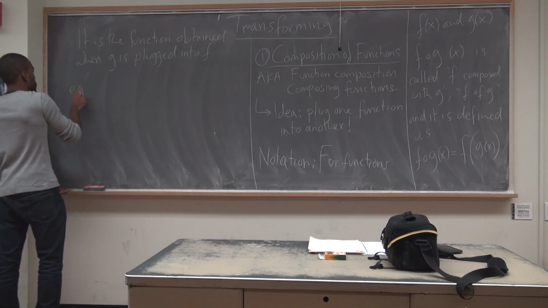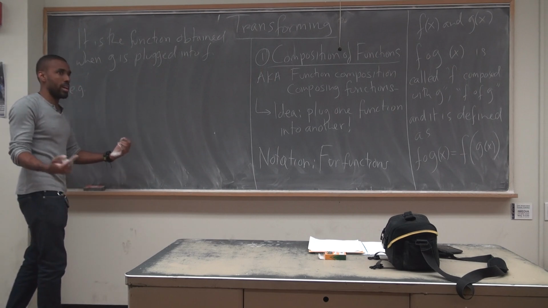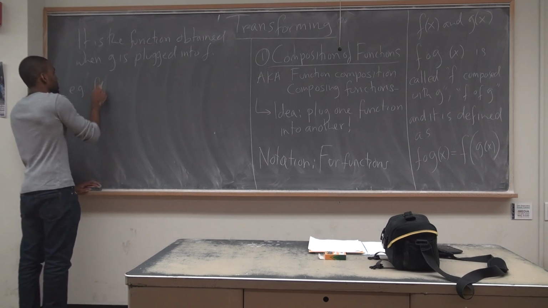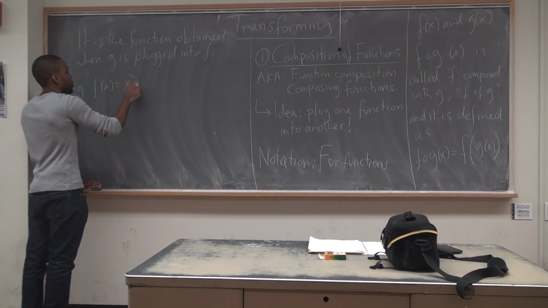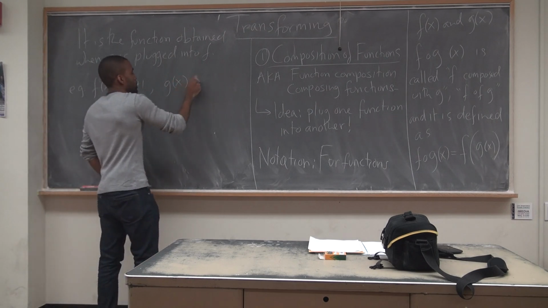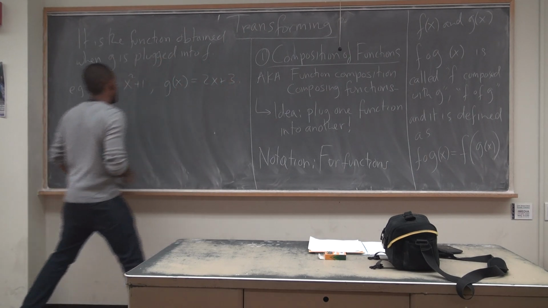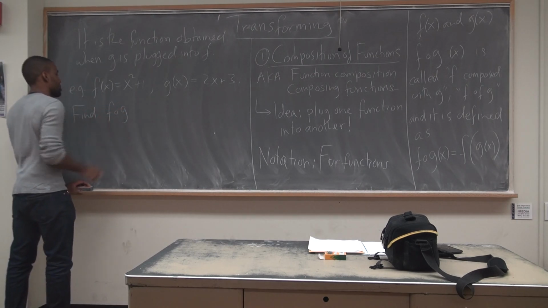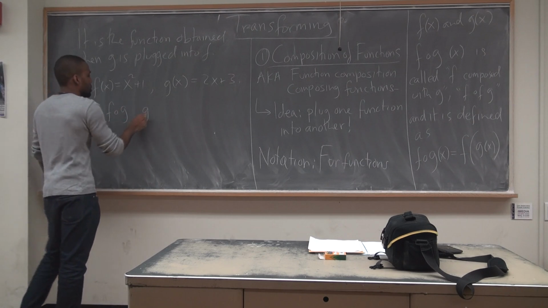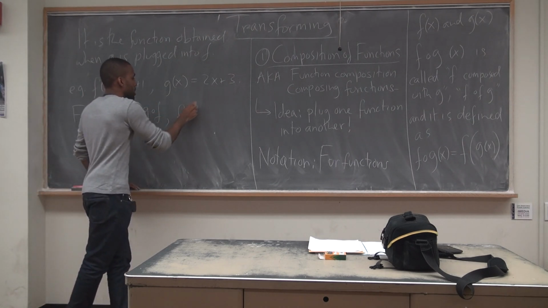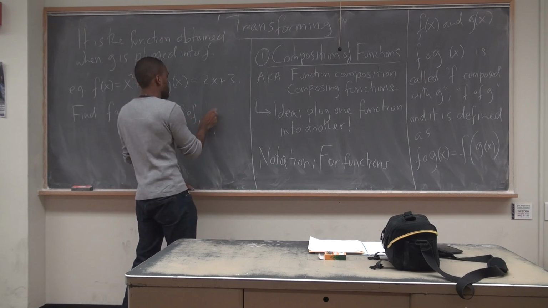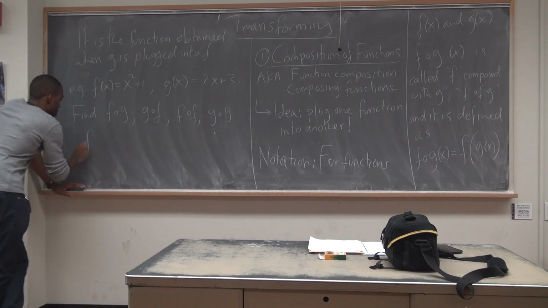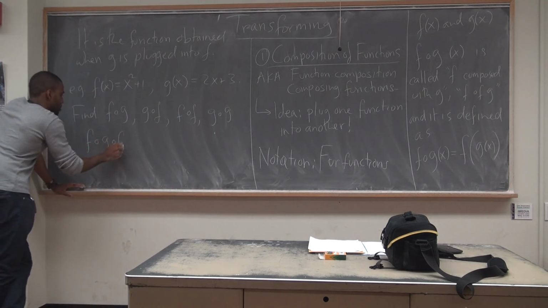We've actually done this before with the difference quotient, right? When I told you f of x plus h, I was actually taking a function composition. Example: let's say my f of x is x squared plus 1, and my g of x is 2x plus 3. Find f of g, g of f, f of f, g of g, f of g of f.